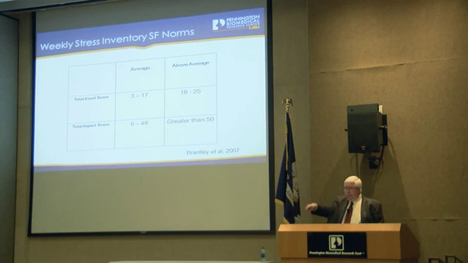If you add up your ratings and they're 0 to 49, that's kind of how much impact or stress you're feeling. Greater than 50, you're feeling an above average amount of stress compared to other people your age.